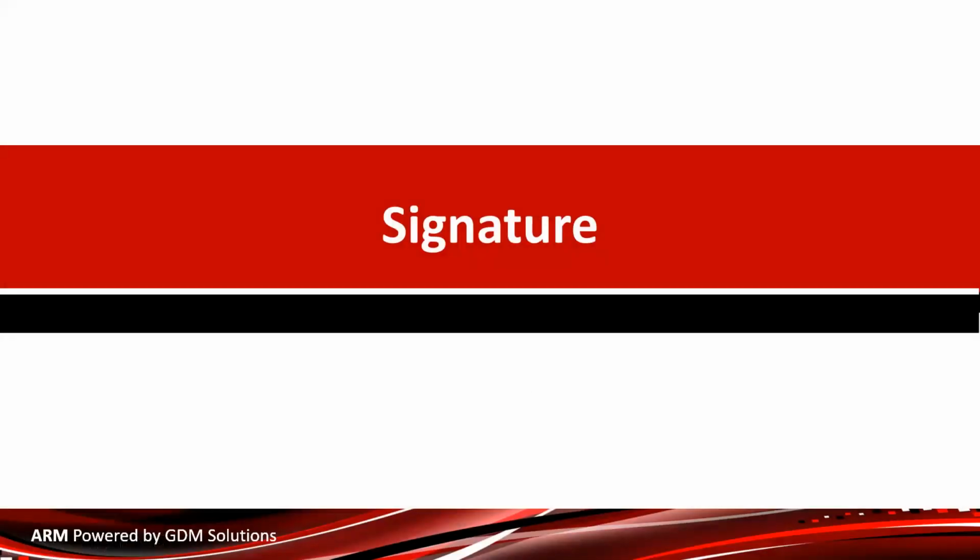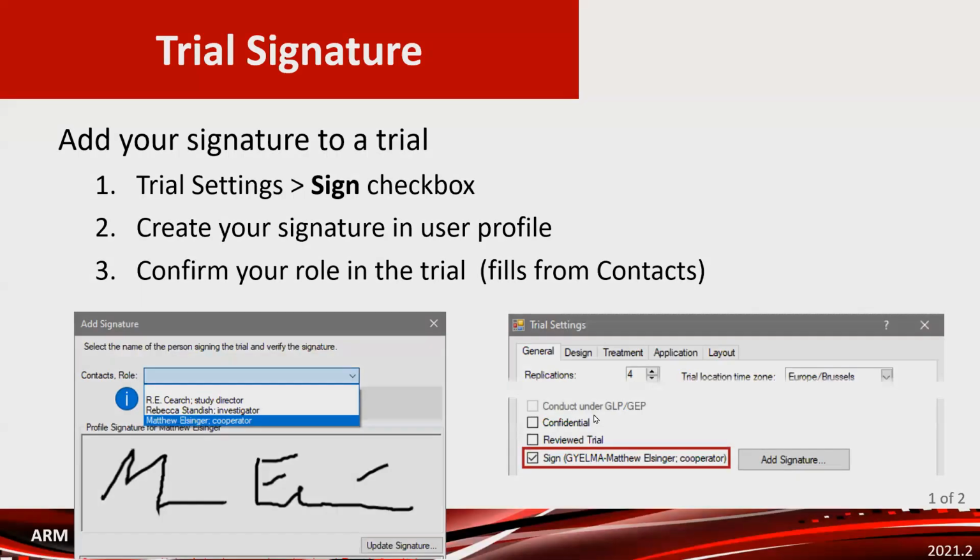So looking specifically then at those two features, the first one is the trial signature. We added the ability to add your signature to a trial, effectively be able to sign off on a trial. Within the trial settings dialog, there is a new checkbox called sign. When you click on that box to sign the trial, you will be prompted to add your signature.